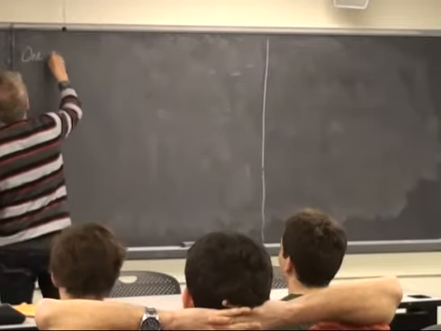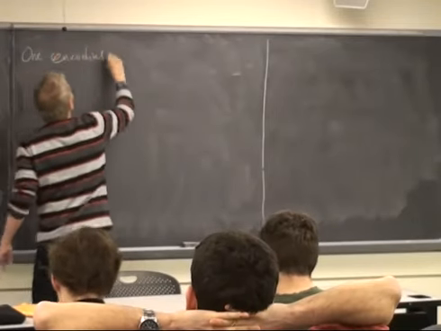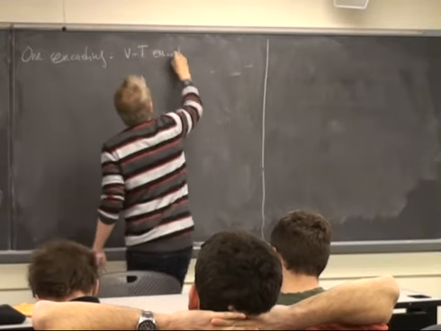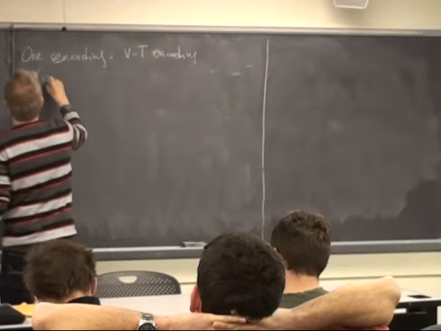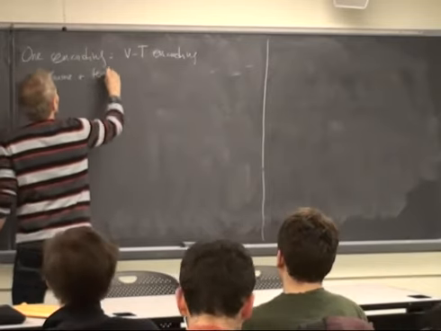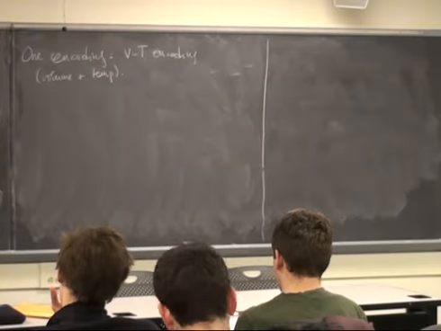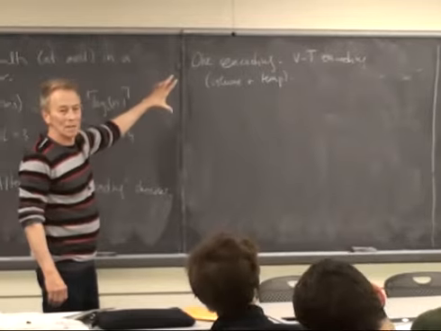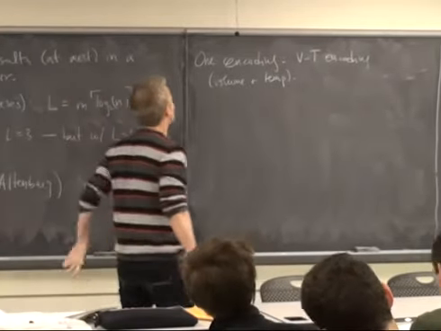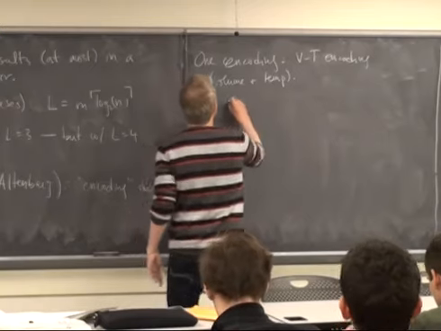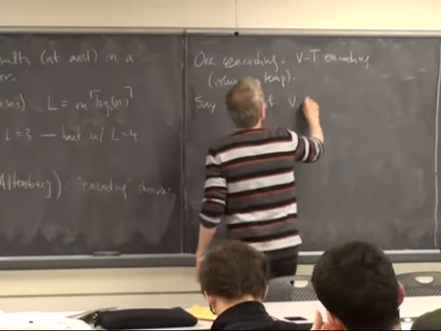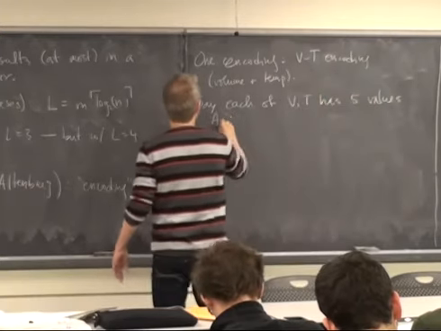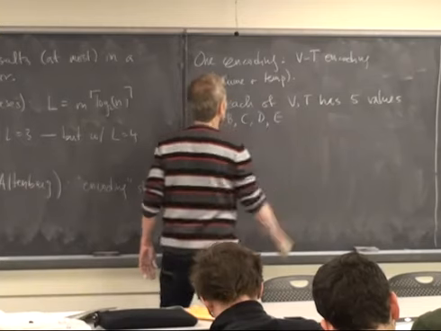So one kind of encoding is what I would call the volume temperature encoding. So volume and temperature. Suppose that each of these parameters, volume and temperature, has 5 possible values. Let's call them A, B, C, D, E. So each of VT has 5 values, say A, B, C, D, E.